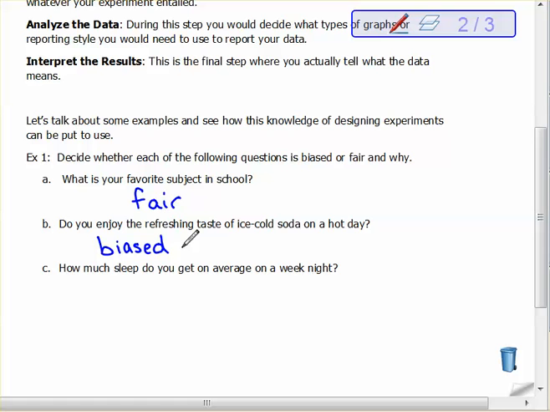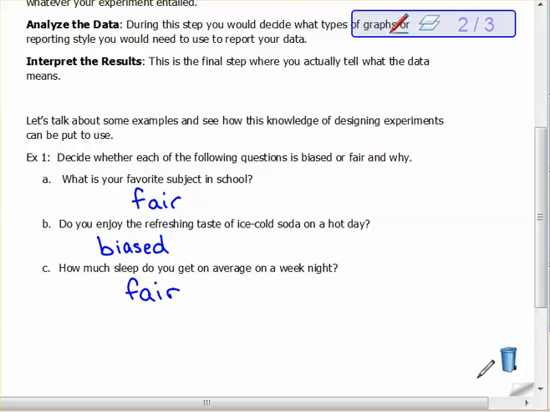Part C says, how much sleep do you get on an average weeknight? Oh, on average on a weeknight. Well, this would be a fair question because we're not using words that give us those warm and fuzzies or ickies on the opposite end. We're just simply asking a solid question. How much sleep on average do you get on a weeknight? So you want to be very careful about your word choices.